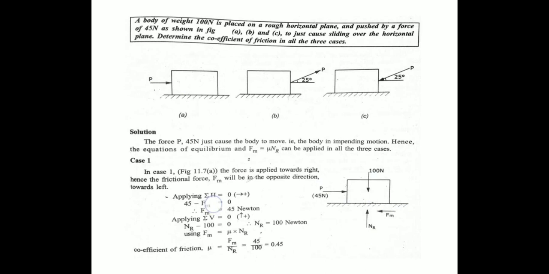Now apply the equilibrium conditions, that is sigma H is equal to 0 and sigma V is equal to 0. So sigma H is equal to 0, taking all the horizontal components, that is 45 minus Fm is equal to 0. Therefore Fm, that is limiting friction, is equal to 45 Newton. Similarly, applying sigma V is equal to 0, the normal reaction is balanced by the self weight, that is Nr is equal to 100 Newton. We have to find the coefficient of friction. We know the mathematical relation mu is equal to F by N, or limiting friction to its normal reaction. So the coefficient of friction is 0.45.